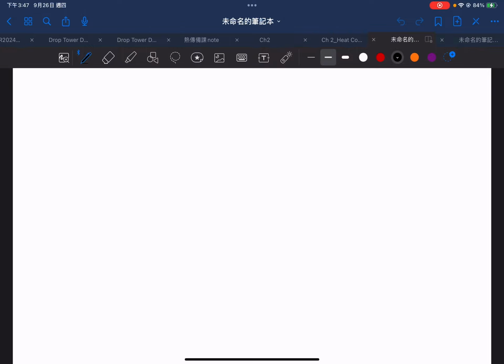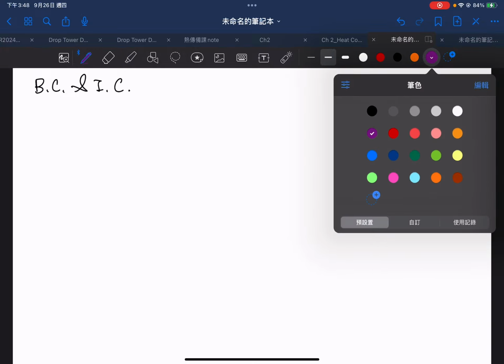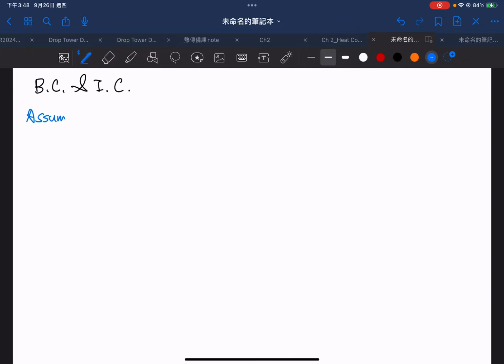So here we are going to introduce the boundary condition and initial condition in heat transfer. Let's start by assuming we don't have heat generation, that would be easier. So in this case we will demonstrate 4 different kinds of situations without Q generation.